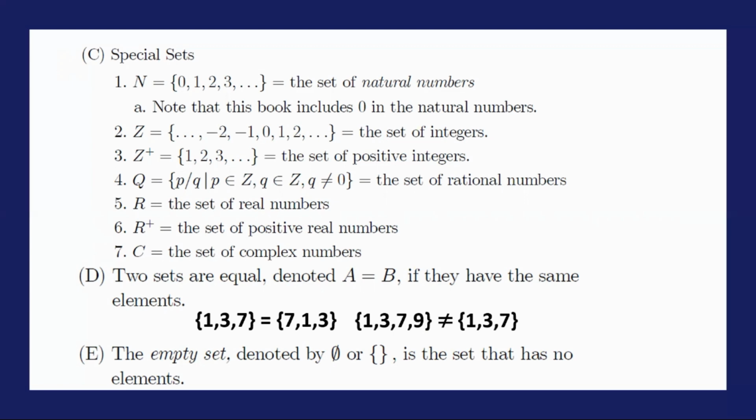These two are not the same because while they both contain 1, 3, and 7, the one on the left has 9, the one on the right does not. So they have to be exactly the same.